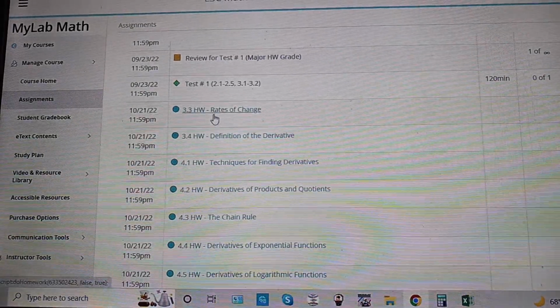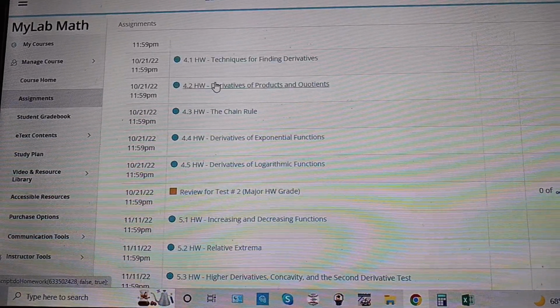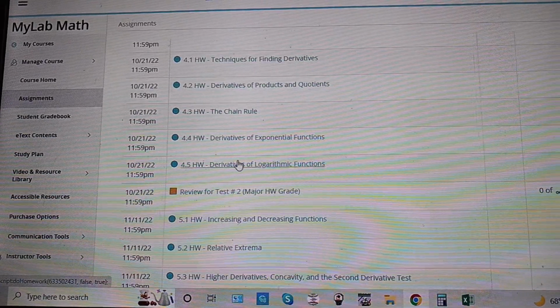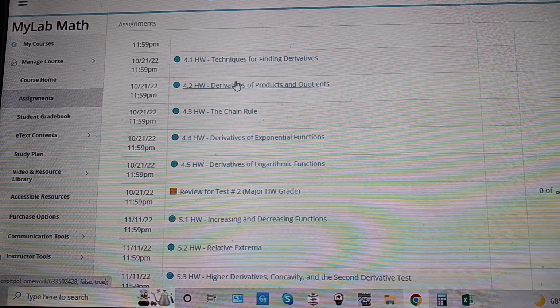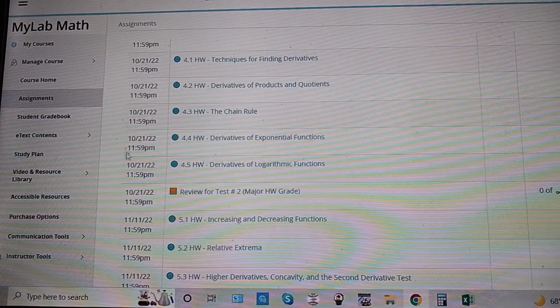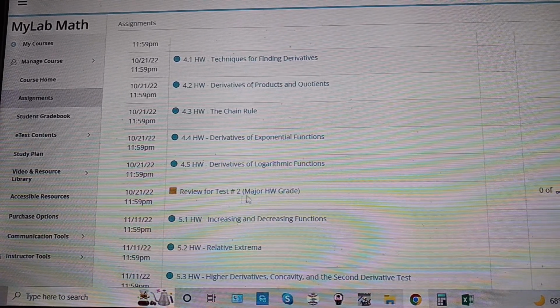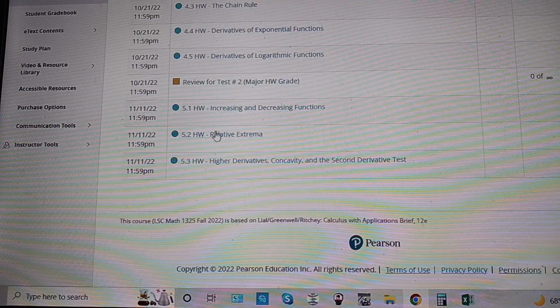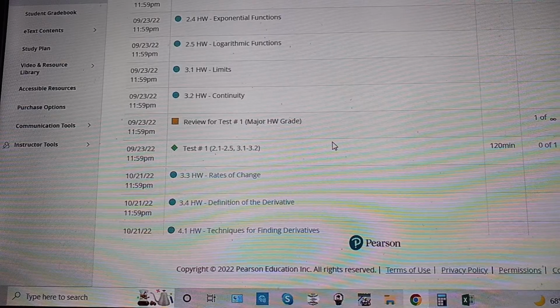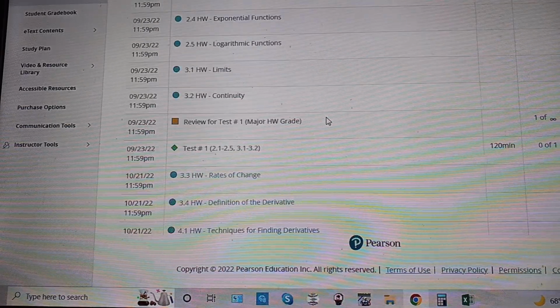So we've done 3 of the 7 sections for this unit. We'll be doing 4.2, 4.3, 4.4, and 4.5 over the next 2 weeks. Review for test 2, all this is due October 21st. Test 2 will appear on October 20th, and you'll have a 2-day window to do it. And I've been slowly adding some more assignments. You'll see some more coming here soon. But we're still like 3 weeks away from even needing to start these.